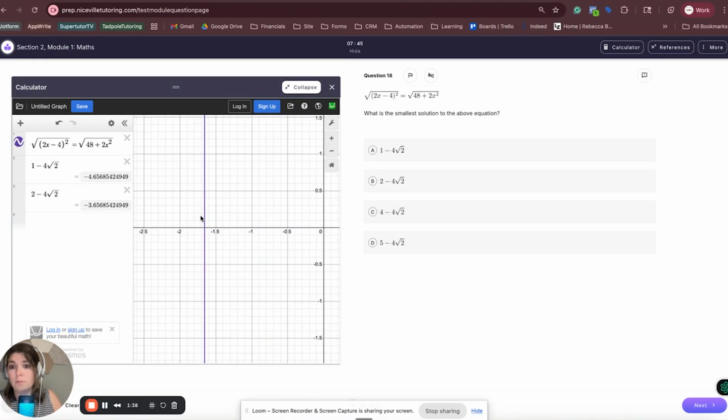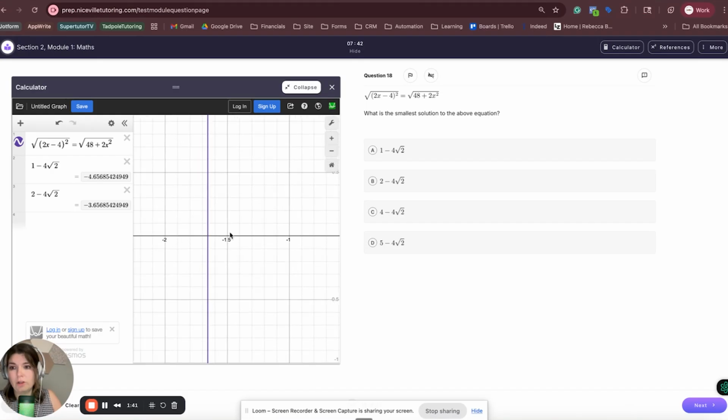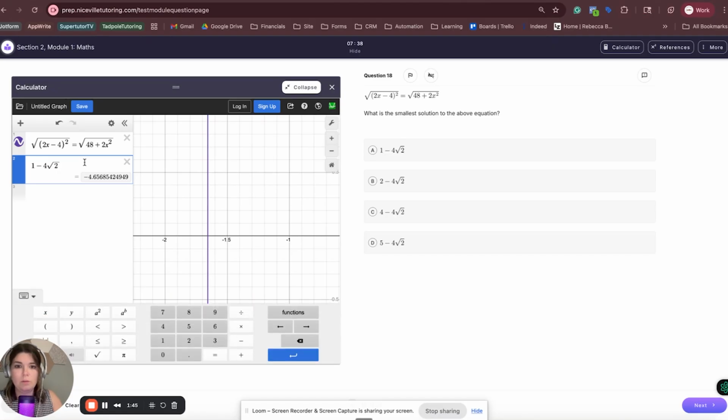So if we're looking here, let's zoom back in. So we're looking actually for that like -1 point something. So what we do is we go 1 minus 4 radical 2. That is still going to be too big. So let's go ahead and try C, because that seems a little bit more likely.